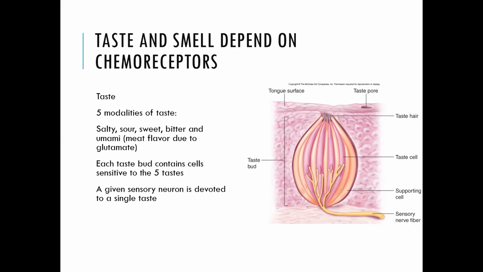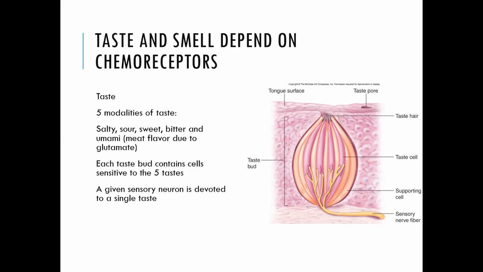So you have 5 different modalities of taste, or 5 different ways in which you can taste things. These are salty, sour, sweet, bitter, and umami. Umami is actually a type of meat flavor due to the glutamate present in meats. Each taste bud contains cells that are sensitive to all 5 of these tastes.